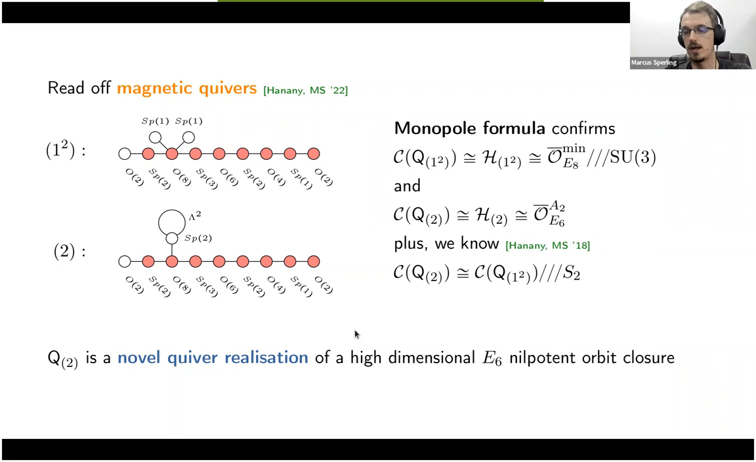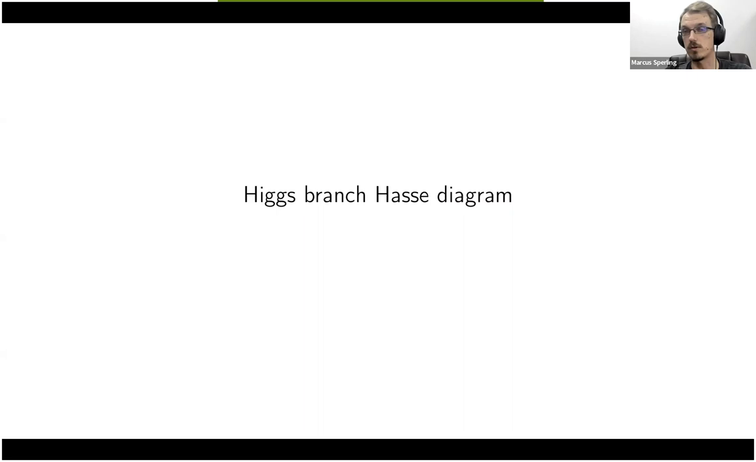The second part of the excitement comes from the fact that the magnetic quiver is not the end of the story, but actually the beginning, because now we can do all sorts of other things. So we can look at the Higgs branch Hasse diagram.